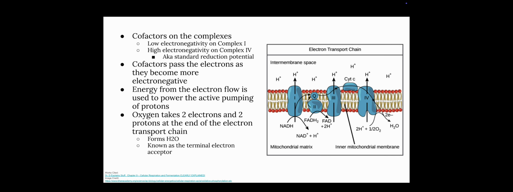Remember that I said that oxygen is needed for this stage. Well, oxygen acts as the terminal electron acceptor at the end of the chain, meaning it picks up the electrons after it's done with complex 4. It actually takes 2 electrons and 2 protons, making H2O, a water molecule. And with all of that, anywhere from 28 to 34 ATP molecules have been synthesized, and cellular respiration is all done.